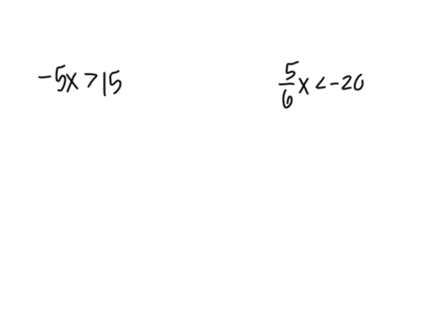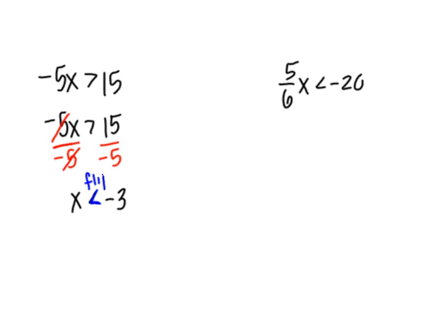My next problem says negative 5x is greater than 15. To get the x by itself, I'm going to divide both sides by negative 5. And I know when I divide by a negative, I have to flip my sign. So x is less than negative 3. Since I divided by negative 5, I had to flip my sign.